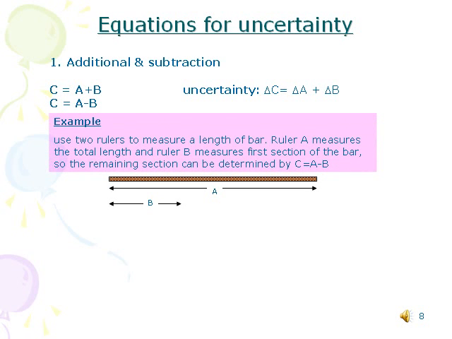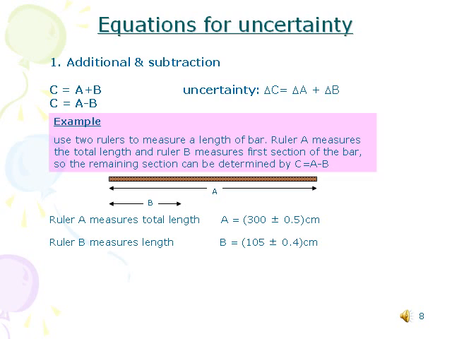For example, we use two rulers to measure the length of a bar. Ruler A measures the total length and ruler B measures the first section of the bar. The remaining section can be determined by C equals A minus B. As the measurement shows, A equals 300 plus or minus 0.5 cm, B equals 105 plus or minus 0.4 cm. The remainder section of length C should be the difference of the A and B lengths. It means 300 minus 105. Uncertainty is 0.5 plus 0.4. Remember, it is not 0.5 minus 0.4.